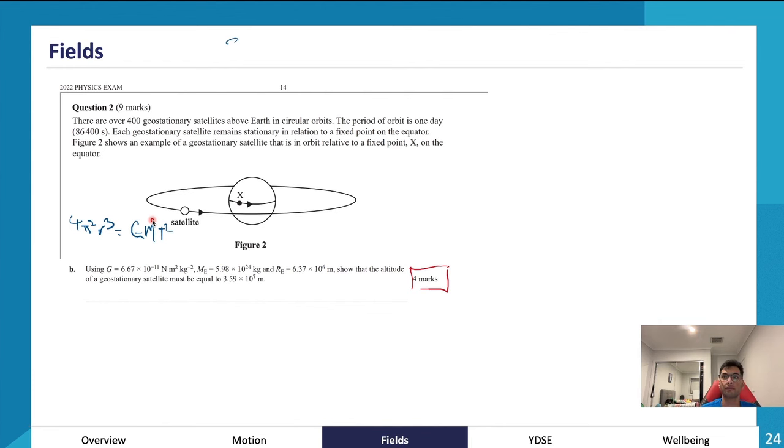Cool. So the way you do this, 4 pi squared r cubed, 4 pi squared, the radius is, we don't know what the radius is.